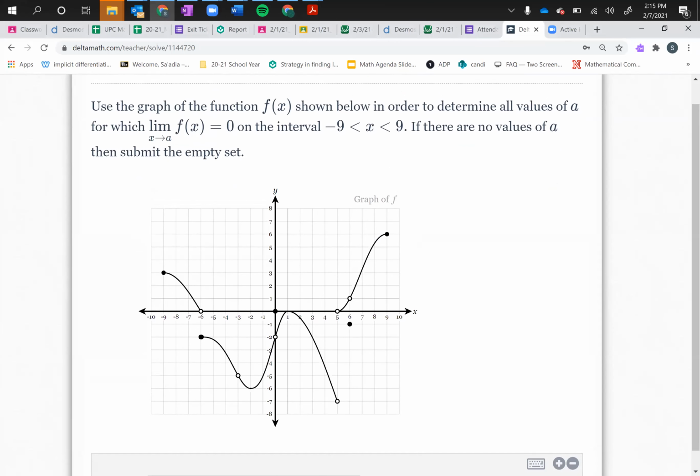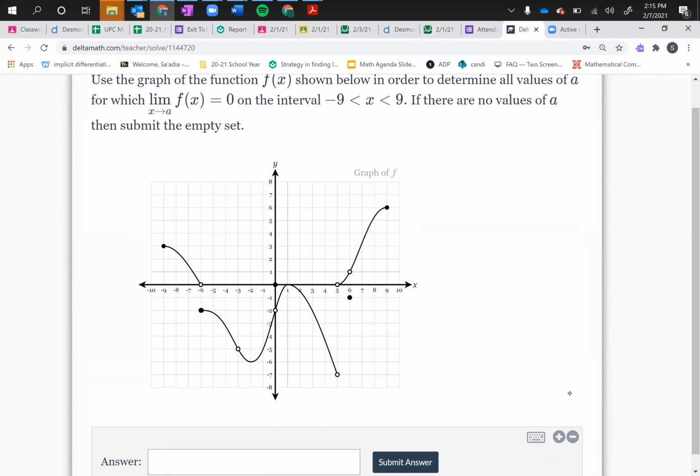So you want both sides of the line meeting up at 0. Didn't happen at -6. It didn't happen at 0. It happens at a equal to 1. And it does not happen at 5. So the answer is just 1.